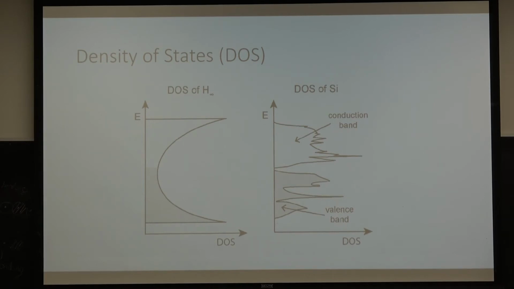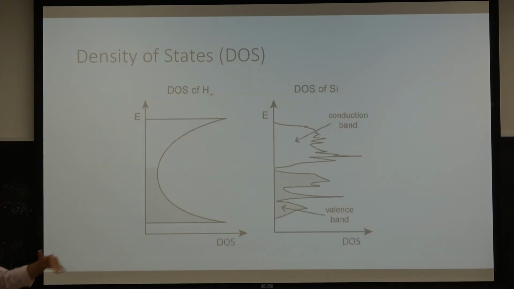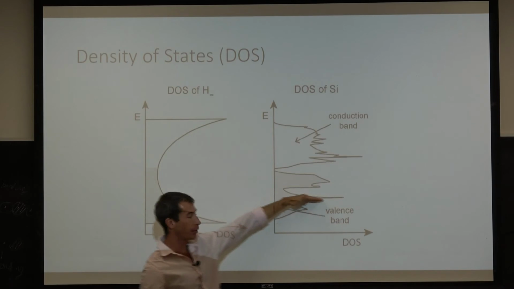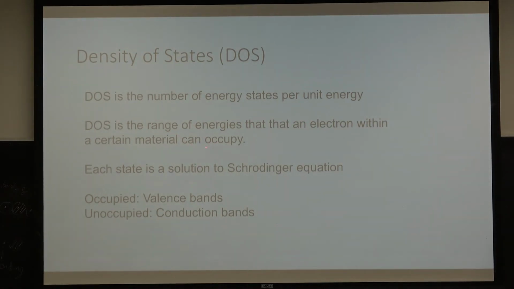You would never be asked to draw this. This would be determined experimentally. Oh, I see. So this is perhaps a better definition of what that x-axis is: the number of energy states per unit energy. So per electron volt, how many different states can I have? It's the range of energies that an electron within a certain material can occupy. So do you have a lot of different energies or a very few?